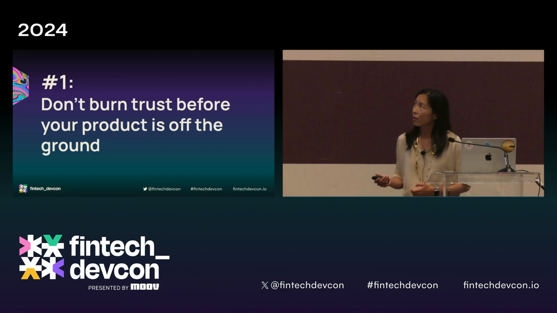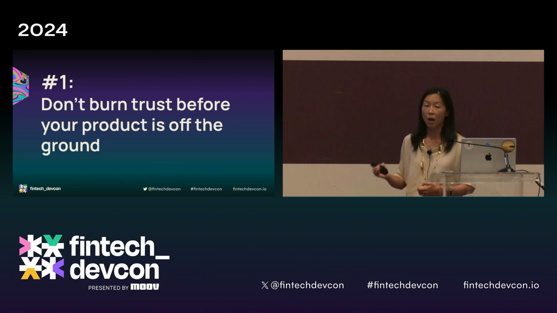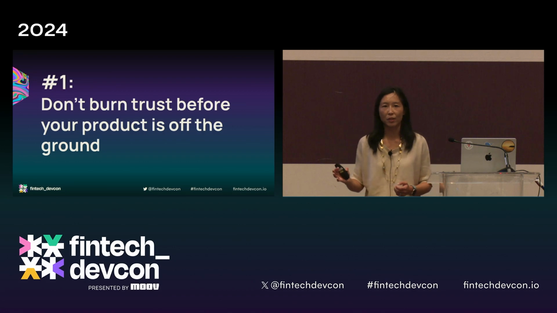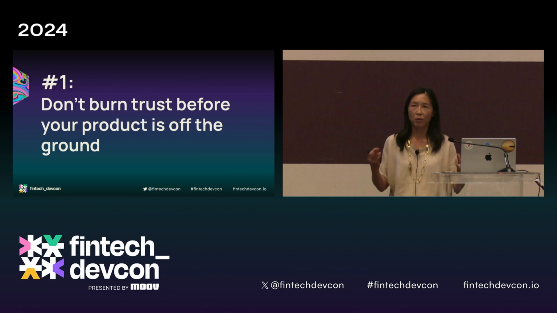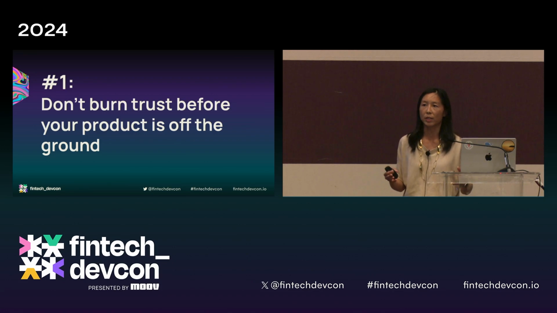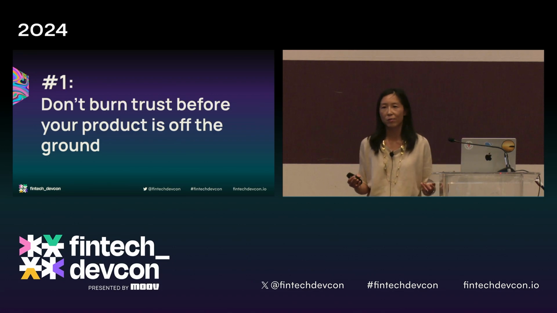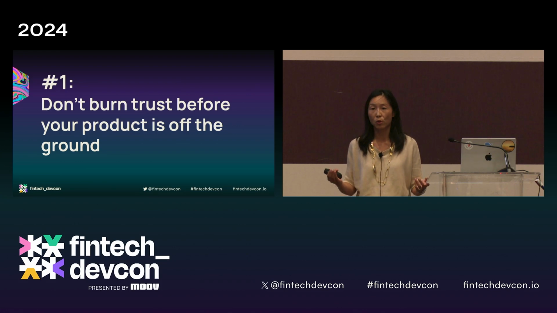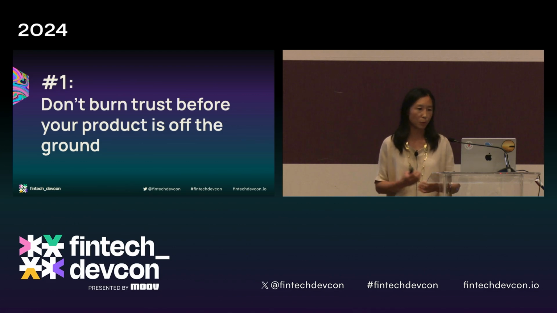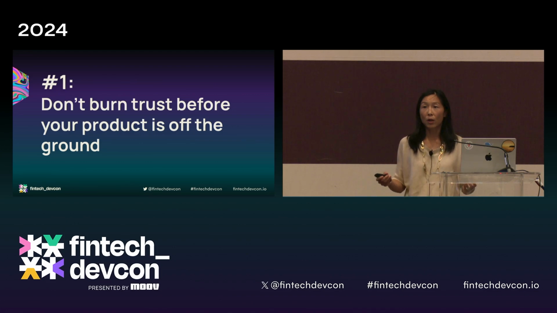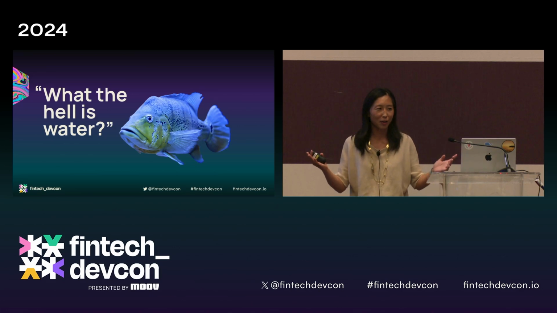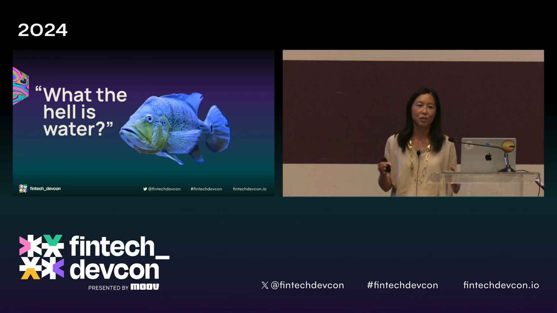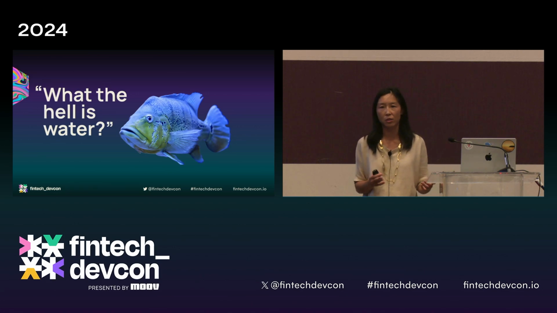So lesson number 1, don't burn trust before your product is off the ground. This sounds pretty obvious, but there is this innate pressure when you start all tech companies, with your investors, with your board, to just grow as quickly as possible. You want to expand your total addressable market, you want to ship as quickly as possible, and you want to get as many adopters as possible. And that's the water we all swim in. But like the fish that asks, what the hell is water? It's easy to forget just how much the need for growth influences your day-to-day decisions.